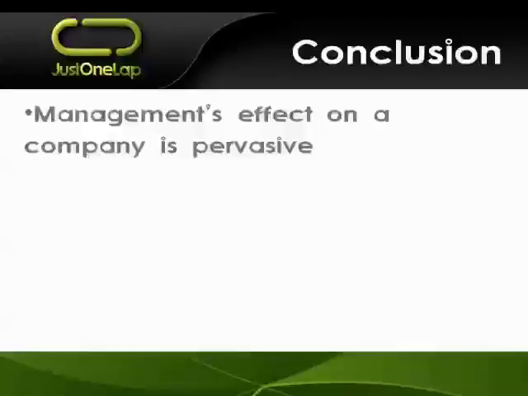So the conclusion: management's effect on a company is pervasive. A business strategy, a business model, all of these things are great, but they're only on paper. Management are the guys in place to execute it. If they're bad, they will execute it badly. And the best ship in the world with bad management will still run aground. Likewise, even if management's good but the business model is bad, the best captain in the world won't be able to sail the boat with a big hole in his hull.